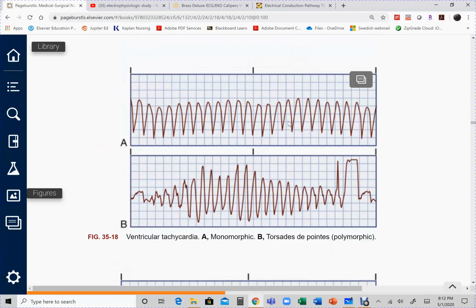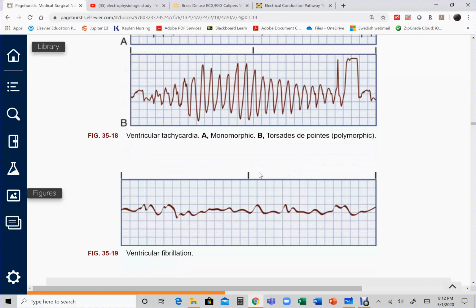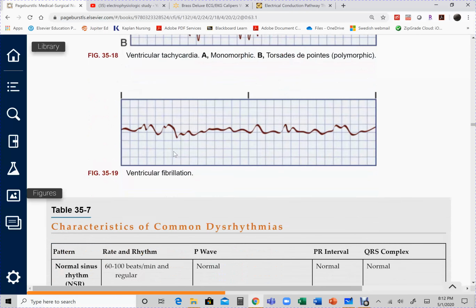This one is V-Tach. This one is monomorphic, meaning the same. This one is different, different wavelengths. So this is French, this is torsade de pointes. Okay, so torsade de pointes. This is V-fib.